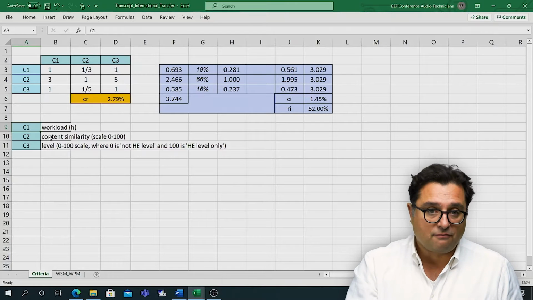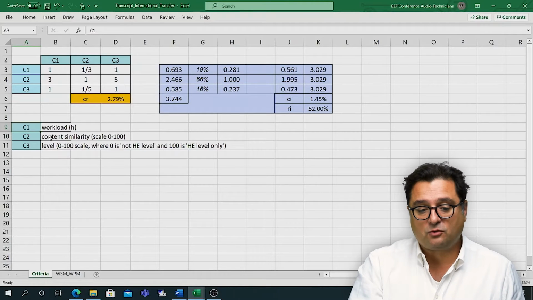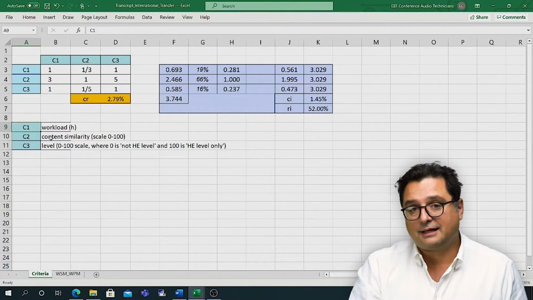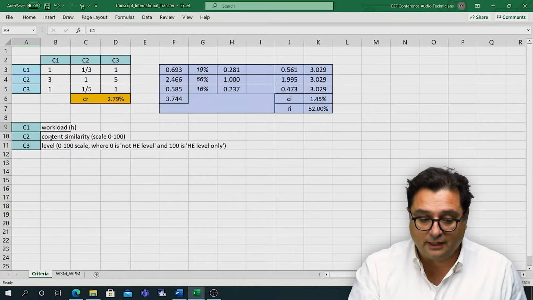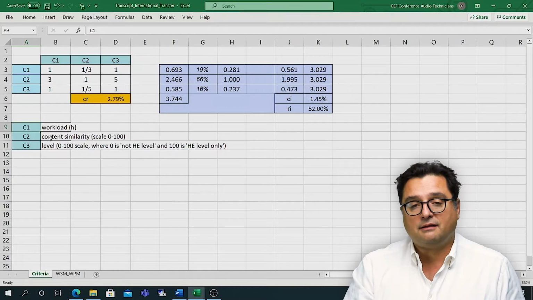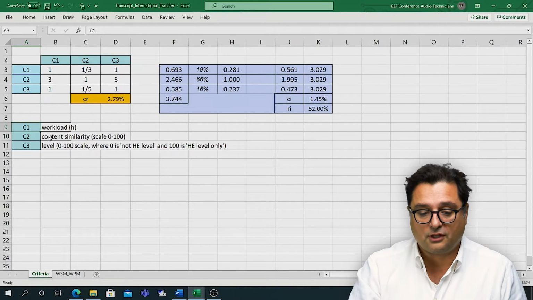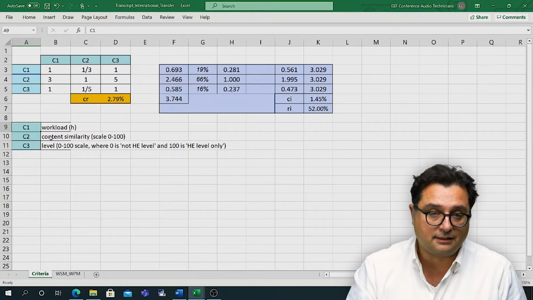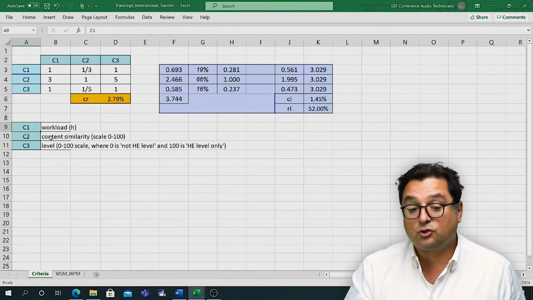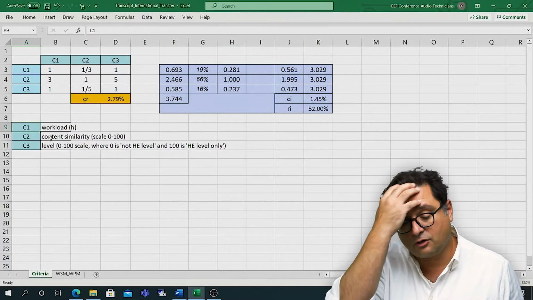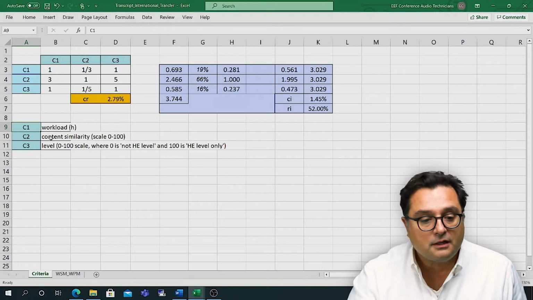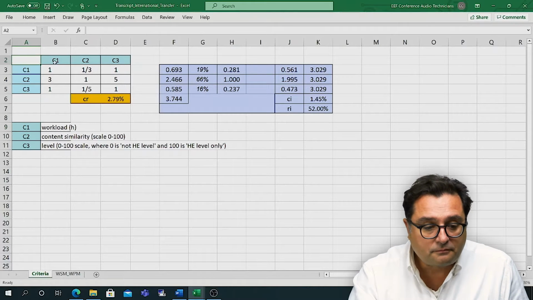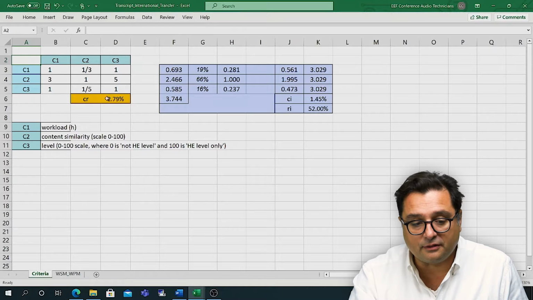So you can understand that there is a spectrum from 0 to 100 that illustrates the nature of the content. If it is, as I said, higher education, let's say academic, then we expect a grade close to 100. So we have the three criteria, and then we compare them.